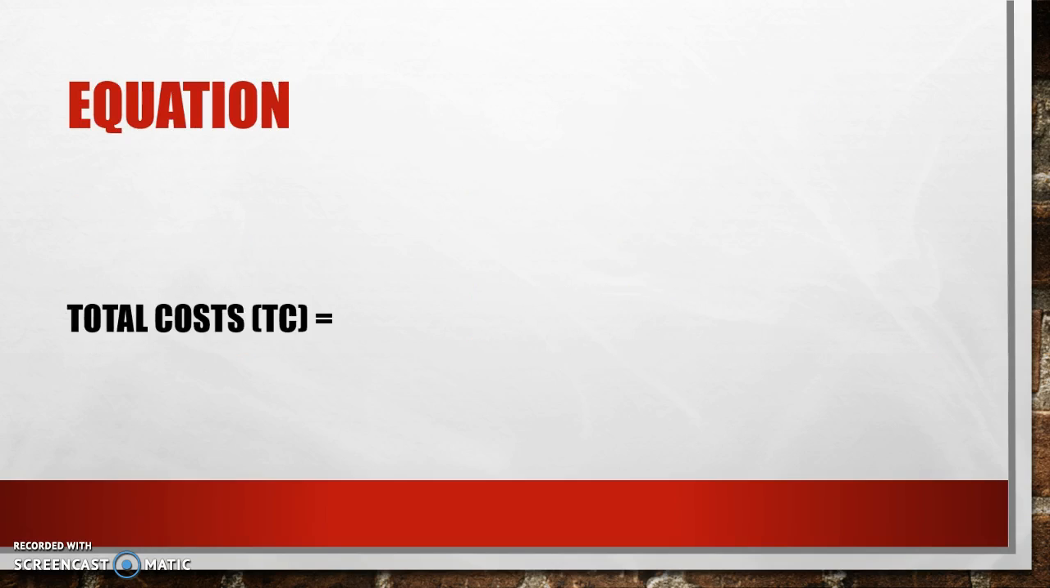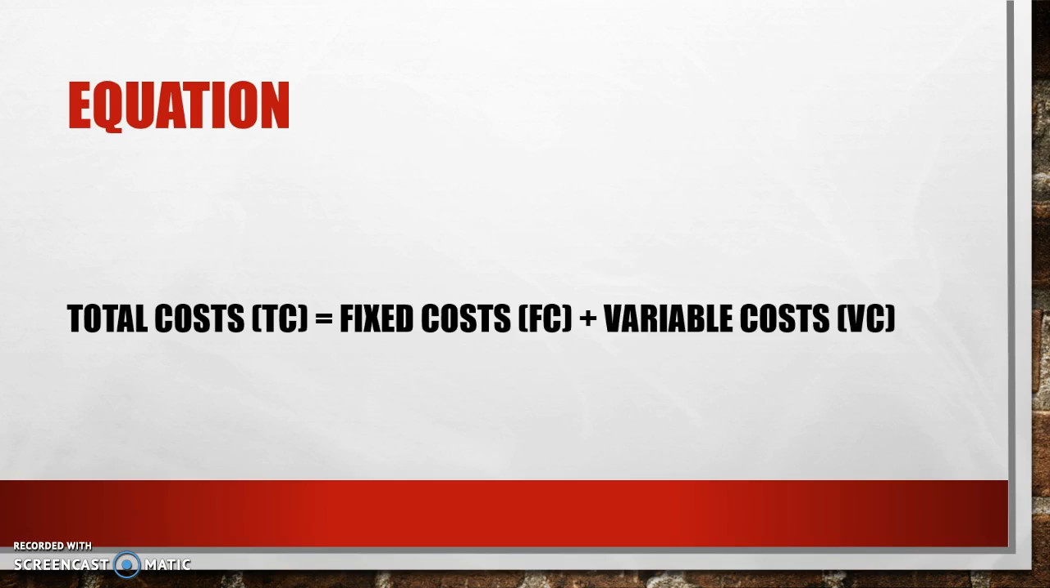If we have a look at our next one, the final thing that you need to know is this equation. What is the equation for total costs, or TC? Pause the video now and have a little go at this. Is this the equation that you got? Fixed costs plus variable costs equals total costs. Hopefully that was the equation you got.